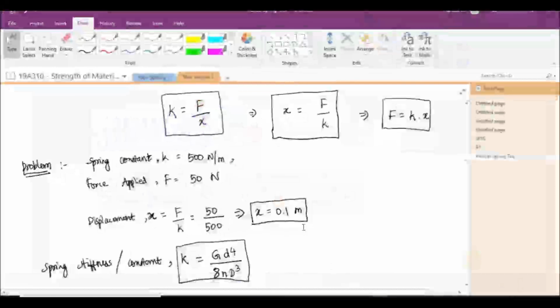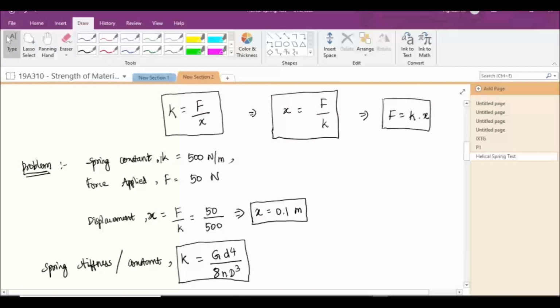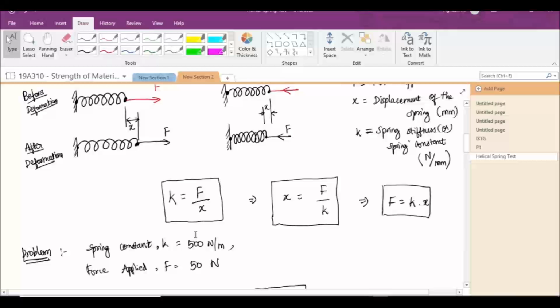Now, let us move on. This formula is applicable only when I have the spring in my hand. So if I apply that force to the spring and it gets displaced, by dividing the force by displacement, I will be getting the stiffness value. Or using these formulas, I can get the respective values.